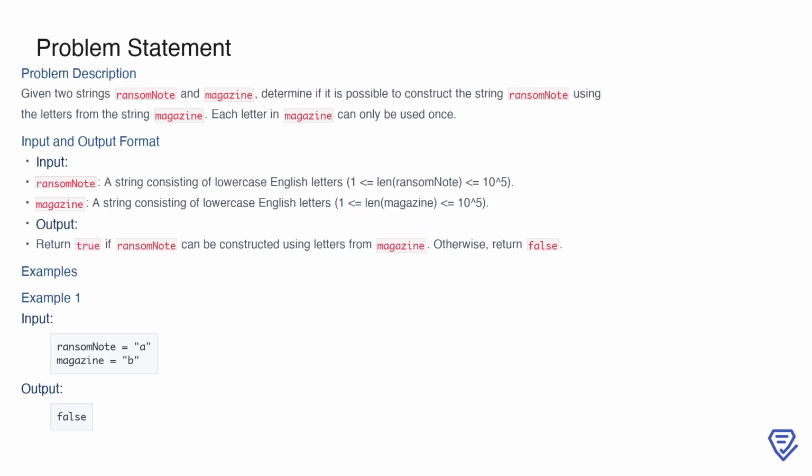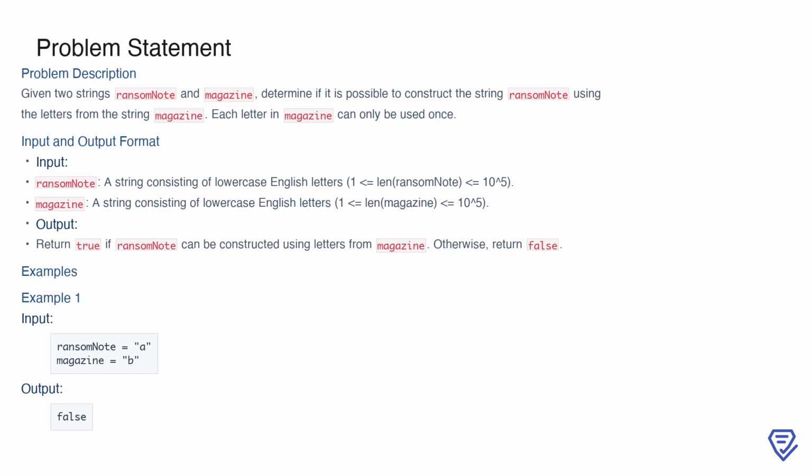Let's dive right in. The problem asks us to determine if we can construct a given string, ransom note, using the letters from another string, magazine. Here's the catch: each letter in magazine can only be used once. For example, if the ransom note requires 2 occurrences of the letter A, the magazine must have at least 2 A's available. Both strings consist of lowercase English letters, and their lengths can go up to 100,000 characters, so our solution needs to be efficient.